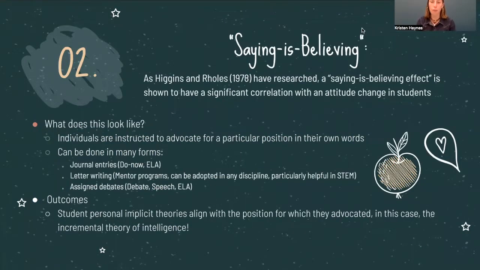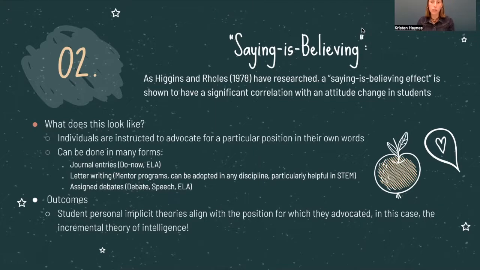One specific type of activity that we as teachers can implement in our classroom is based off this idea of the saying is believing effect. Higgins and Rolls researched this effect, and it is shown to have a significant positive correlation with an attitude change in students. What this looks like specifically in relation to incremental theories of intelligence is that when our students are instructed to advocate for incremental theories, they are likely to adopt these theories for themselves. This is particularly effective when students are asked to advocate in their own words.